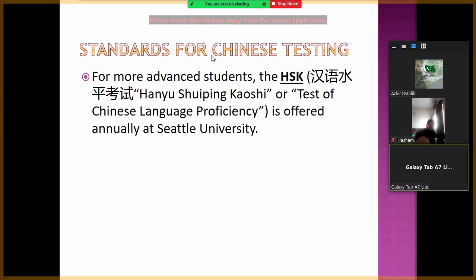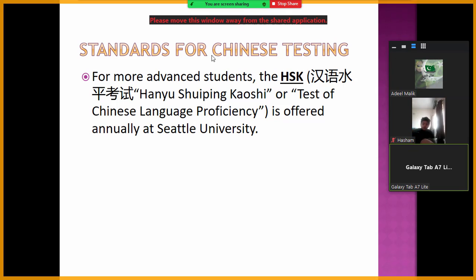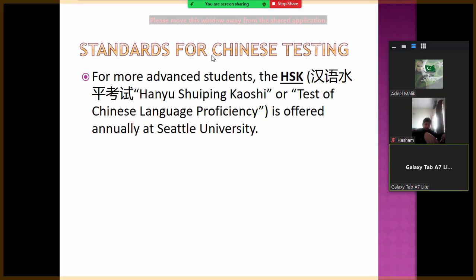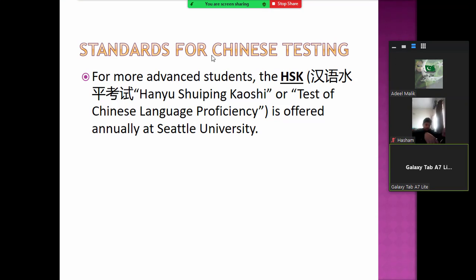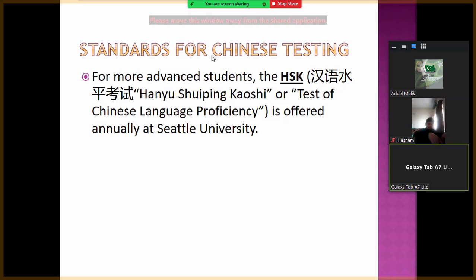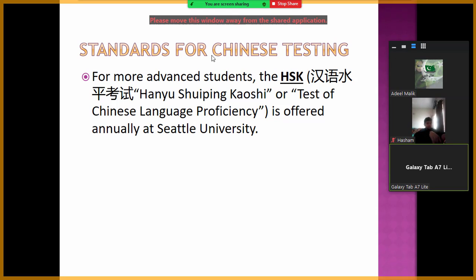Han Yu Shui Ping Kao Shi. Han Yu means Chinese language, Shui Ping means level or proficiency, and Kao Shi means test, right? So this is the scenario of how you give a test, you see your proficiency or your level of Chinese language, how it is going, or how proficient you are.